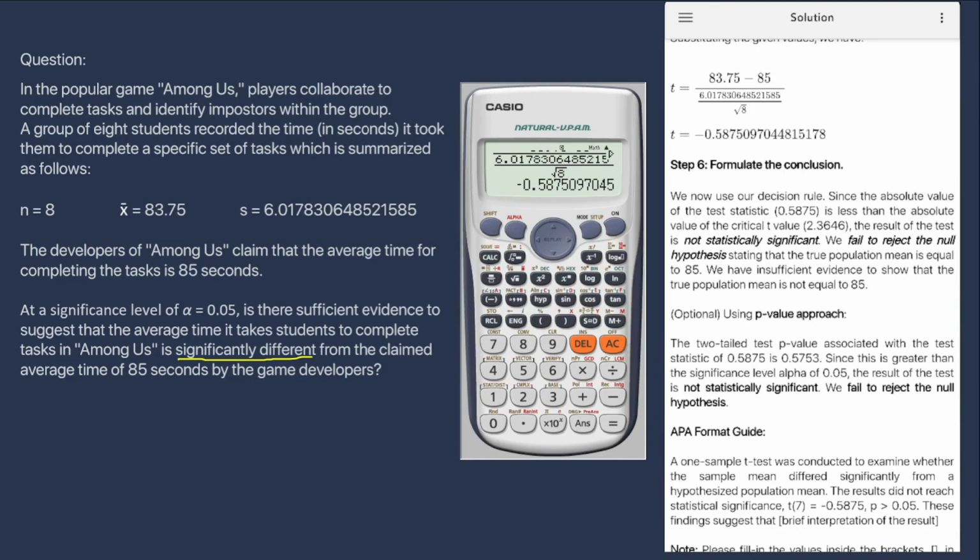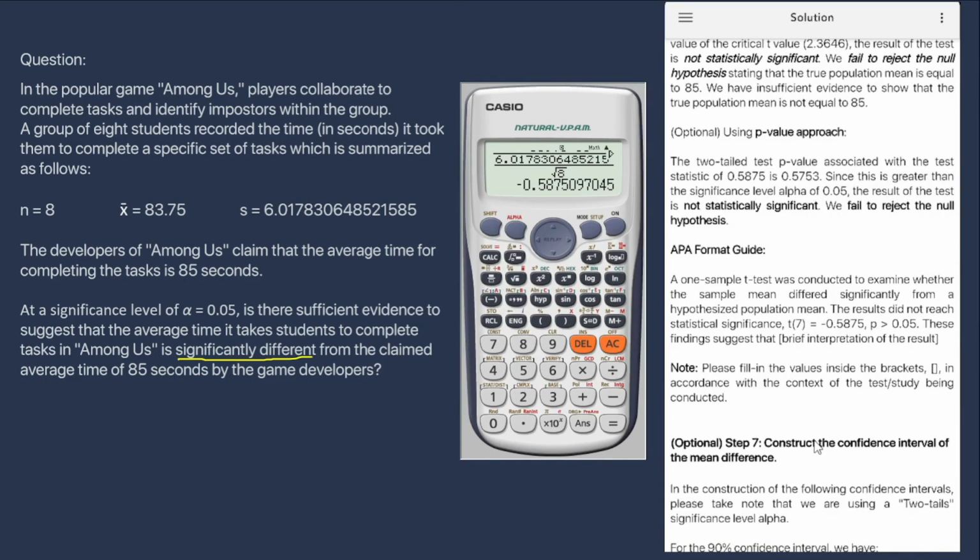For the optional part, using the p-value approach, we will be comparing the p-value associated with our test statistic with our significance level alpha. If the p-value is less than the significance level alpha, then we conclude that it is statistically significant. But if the p-value is greater than alpha, then the result of the test is not statistically significant. Since the p-value of our test statistic is 0.5753, which is greater than alpha, we conclude that the result of the test is not statistically significant.